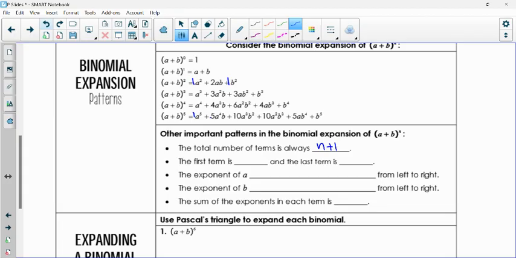The first term then is always 1 times a to the n. If you look here, there was always a 1 as our coefficient because those ones are coming out diagonally, and then it's always that number to that power. And the last one is then always 1 times b to the n.